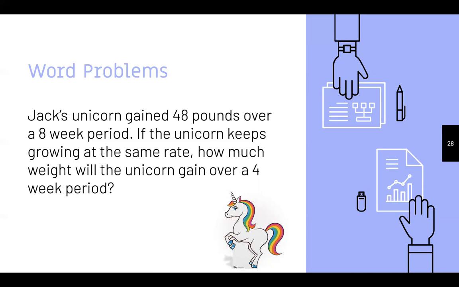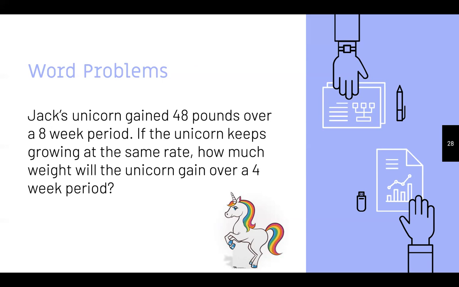Right, and we can keep going with this word problem, right? If the unicorn keeps growing at the same rate, right, it's important that it doesn't grow at an exponential rate or start decreasing or whatever. It keeps growing at the same rate. We want to know how much weight the unicorn will gain over a 4-week period.